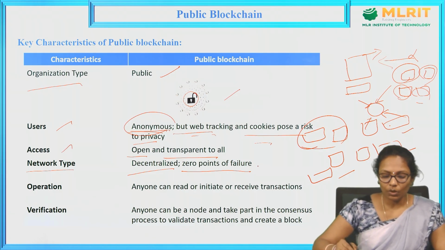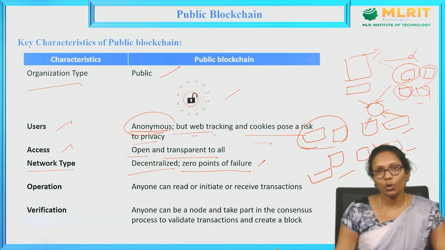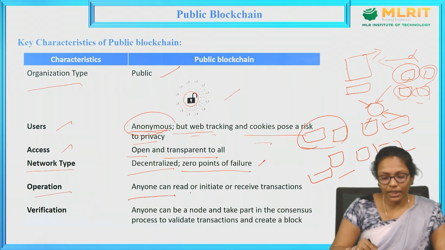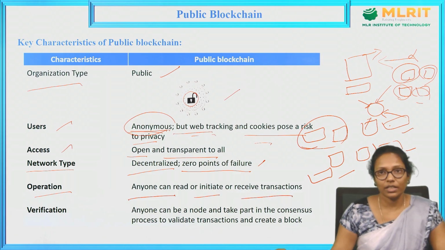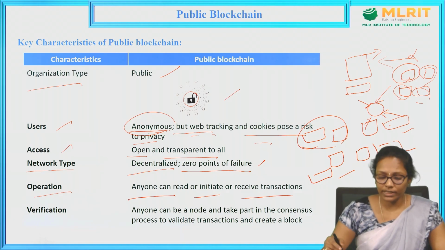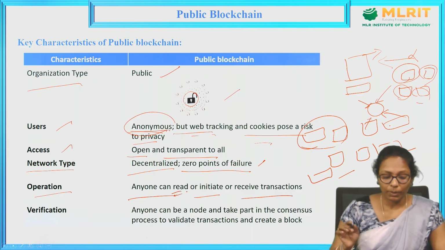So that's why it is called zero points of failure. There is no point of failure here. And coming to the operation, anyone can read or initiate or receive the transaction. As it is a public blockchain, anyone can read or write a transaction, or anyone can initiate, or anyone can validate the transaction. All these are possible in the public blockchain.